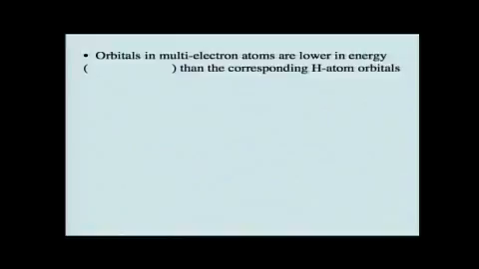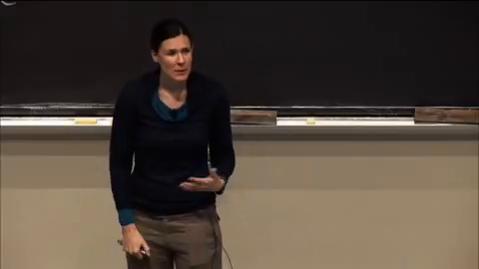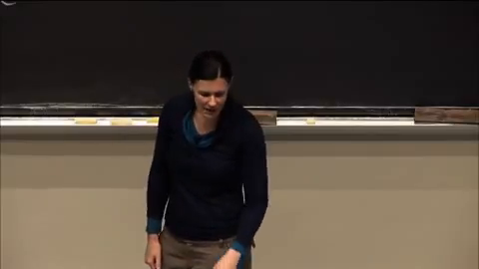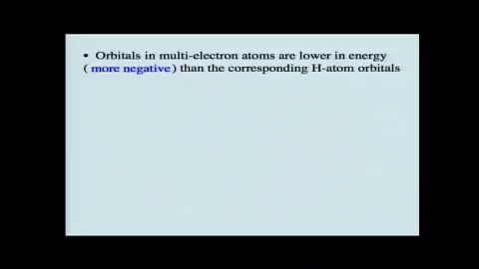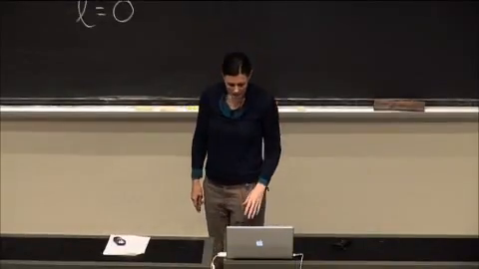And there, again, is another difference between multi-electron atoms and the hydrogen atoms. When we talk about orbitals in multi-electron atoms, they're actually lower in energy than the corresponding H atom orbitals. And when we say lower in energy, of course, what we mean is more negative. Right? Because when we think of an energy diagram, that lowest spot is going to have the lowest value of the binding energy, or the most negative value of binding.